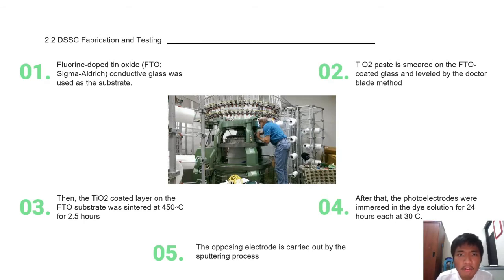The performance of the DSSC was determined by the solar simulator under 100 mW per centimeter square irradiation. The current voltage curve was measured with a digital multimeter to obtain Jsc, Voc, FF, and DSSC efficiency.